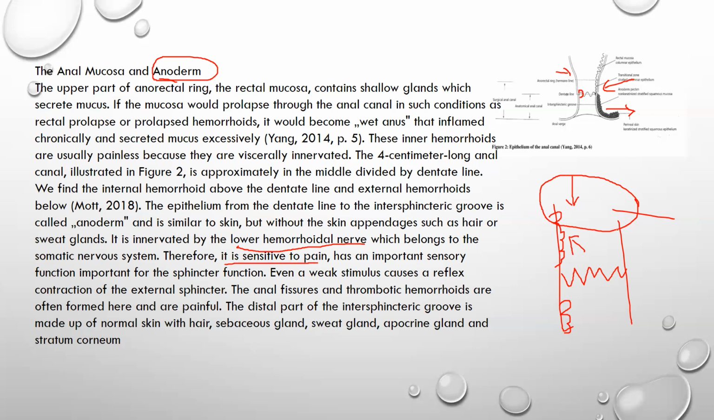soft, hypersensitive skin. The distal part of this groove, the downward part, is made up of normal skin. We don't have that high endoderm epithelium in the downward part. And we also have hair present in this part. We have sebaceous glands, sweat glands, and apocrine glands in all this part. That's why it is also very soft in that area. We don't have dryness because of the presence of these glands.